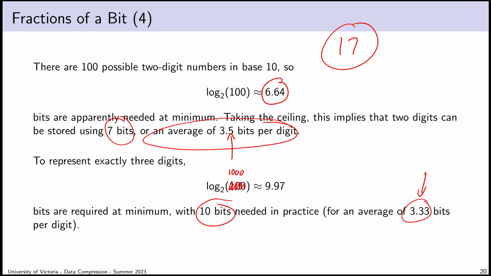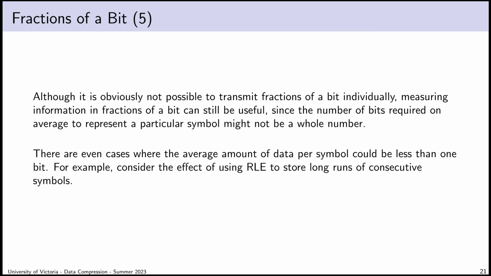Now, this doesn't go down uniformly as the number of digits increases, but over time, it does trend towards that small 3.32 minimum. So my argument is, although it's true that I can't send a fractional number of bits over the wire, I can still use fractions of a bit as a way of measuring what we're going to end up calling information content, the total amount of actual data contained in a given symbol or the occurrence of a given event.